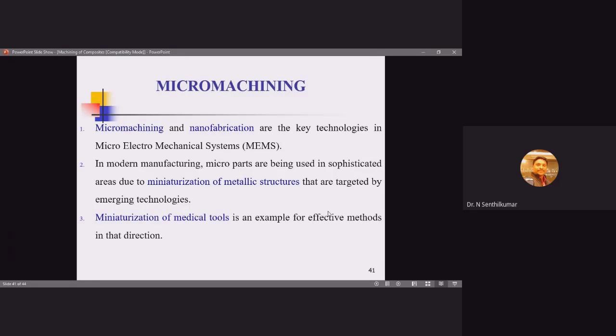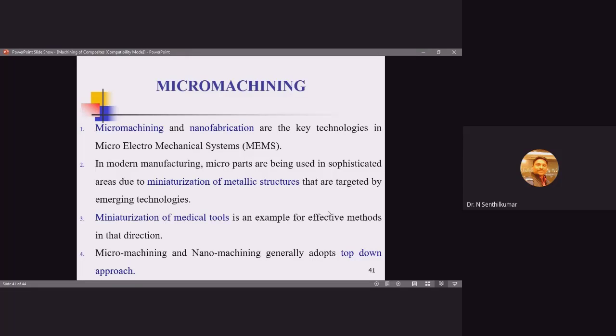It will be removing them, or it will deliver an injection. For example, it can deliver medicines at particular places. So these nano robots injected into the bloodstream will have much importance in targeting cancer cells. That is being proved. So miniaturization of medical tools is an effective method, right? This is a top-down approach.